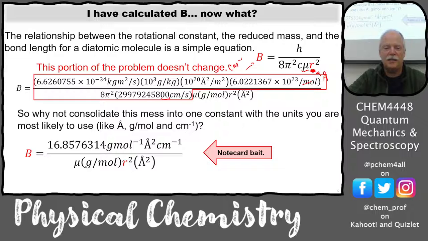And then that will convert over to a rotational constant in wave numbers. So this, I would say, is note card bait, right? Because why do this on an exam up here at the top, right? You're going to make a mistake. You're going to say times 10 to the minus 34 or 33 or something. You're going to screw something up with the scientific notation. Most of the time, that's where people make their mistakes. And so if you can consolidate all that mess, it's easy to type in 16.857, et cetera.